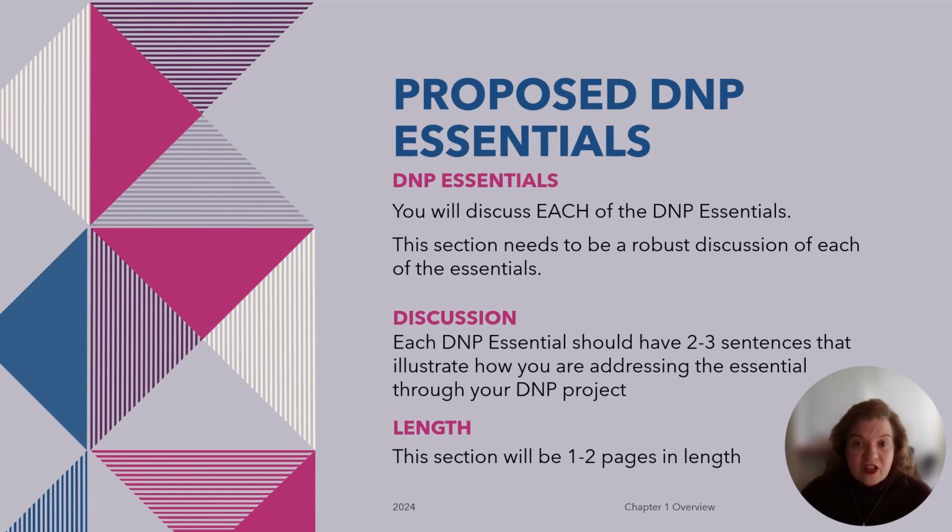This next section is one where many students surprisingly fall short. Most importantly, you need to make sure you include all 9 essentials in this section. Each essential should then have 2 to 3 sentences clearly describing how your project addresses that essential. This section is the heart of the D&P journey, and you need to be able to describe in depth how your project speaks to each D&P essential.